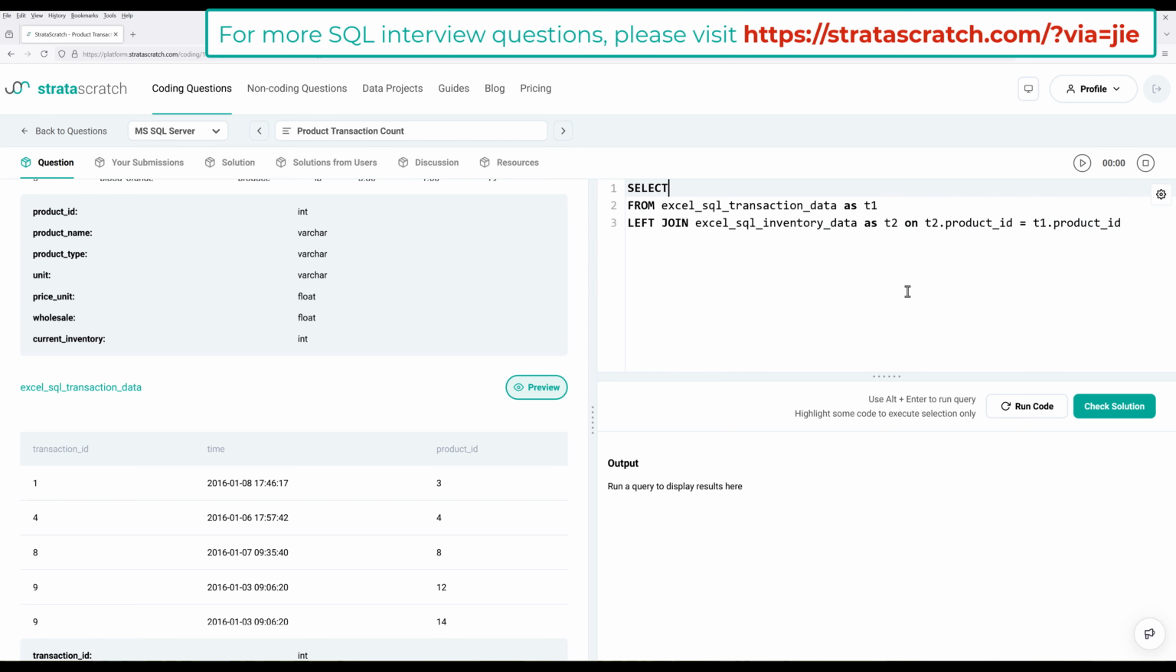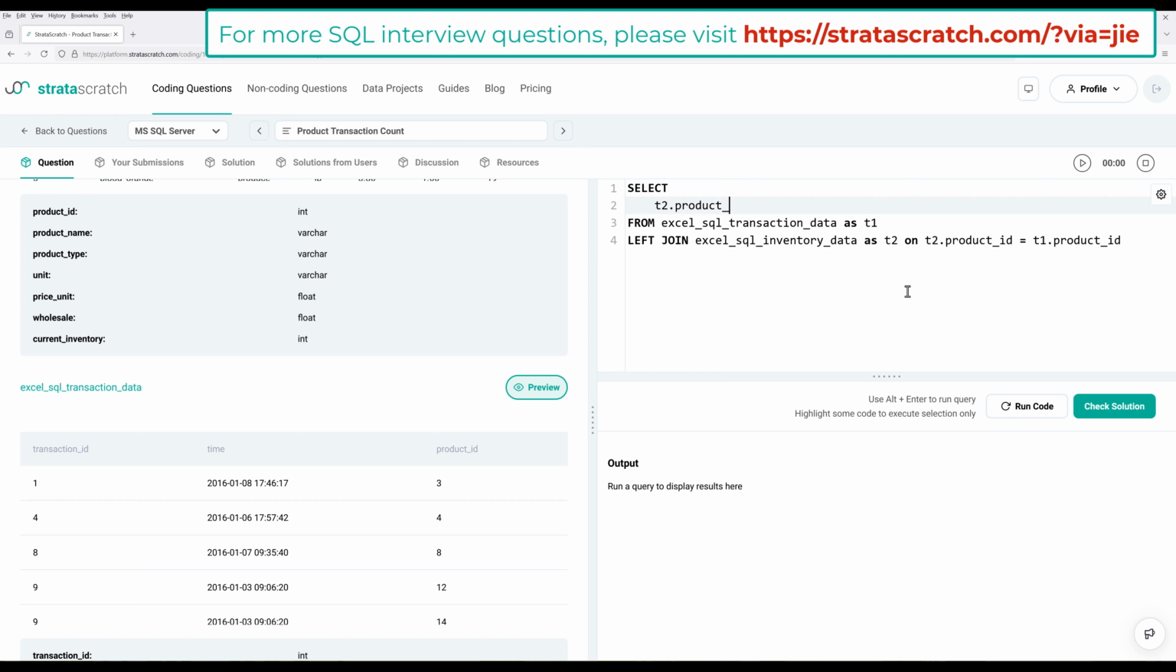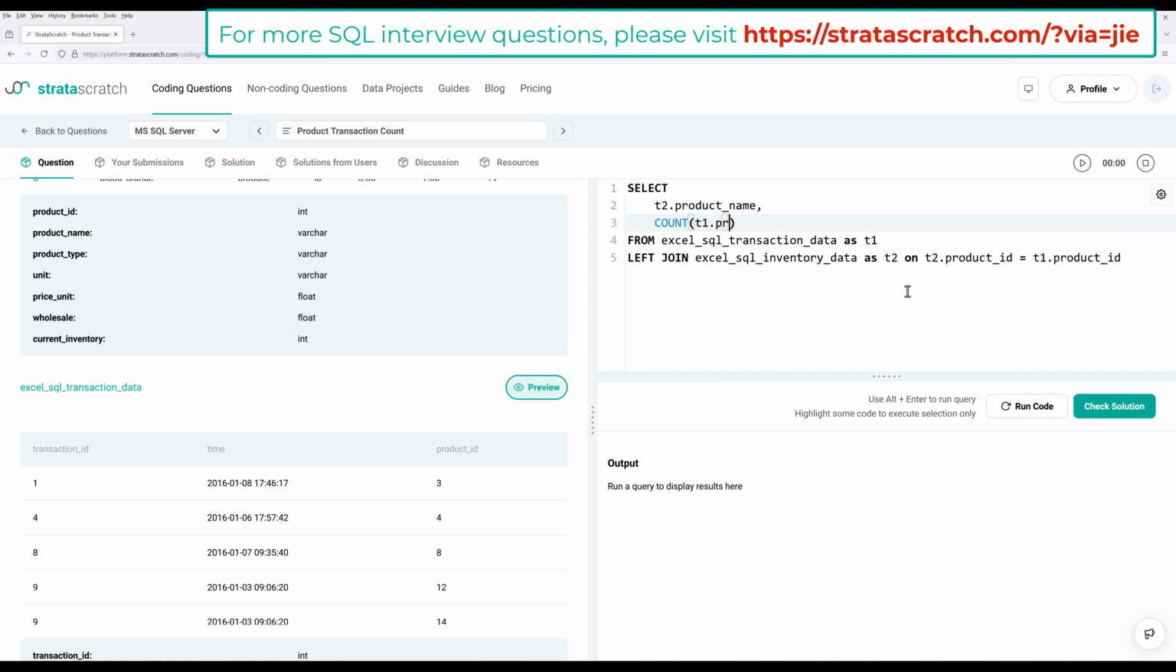Next, select the product name field from the inventory table and use the count function on product ID from the transaction table. This count will give the total number of transactions for each product. After the join, group the results by both product name and product ID to ensure that the count is calculated separately for each product. Finally, sort the output by product ID in ascending order as required in the problem.